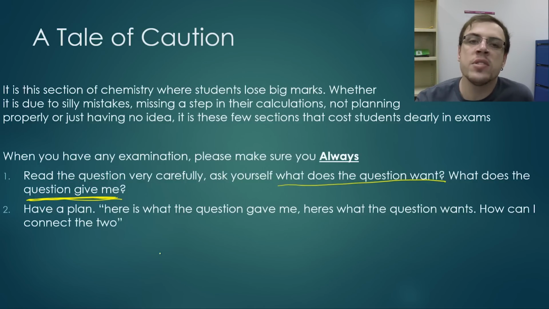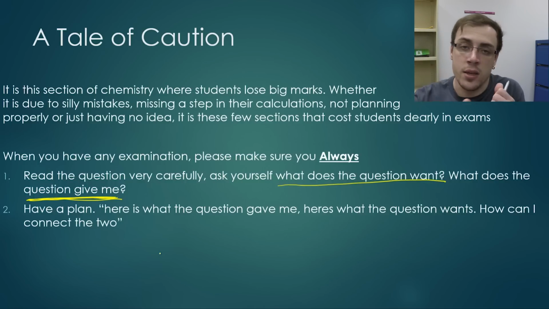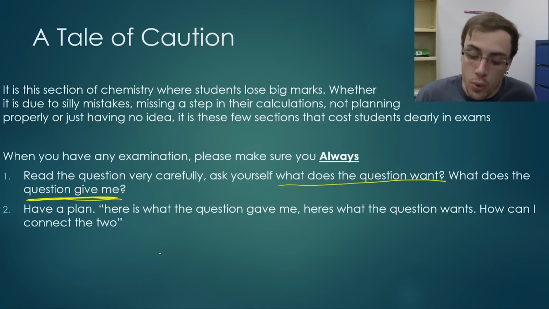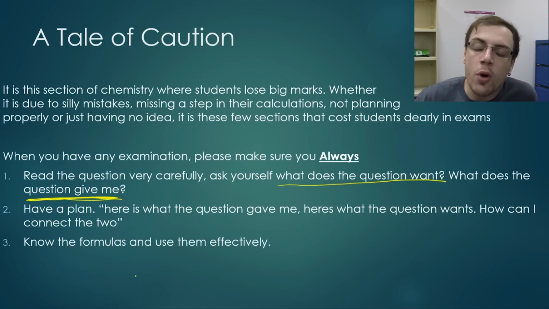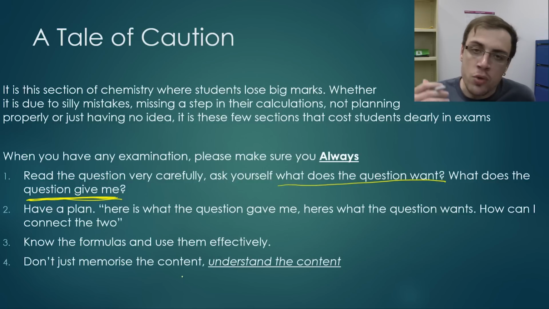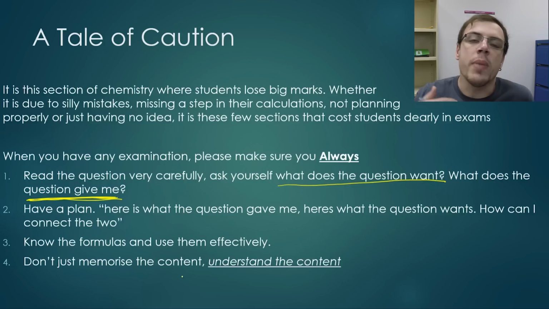Because a lot of the times it may just look like the question is giving you a heap of random numbers that don't have any meaning, when in actual fact, there is only one link between all of those numbers, and it tells you what equations you need to know. Another thing too is make sure you have all of your formulas and all of the key information memorized. My 4th tip is make sure that you don't just memorize the content, especially in chemistry. You must understand the content, okay?